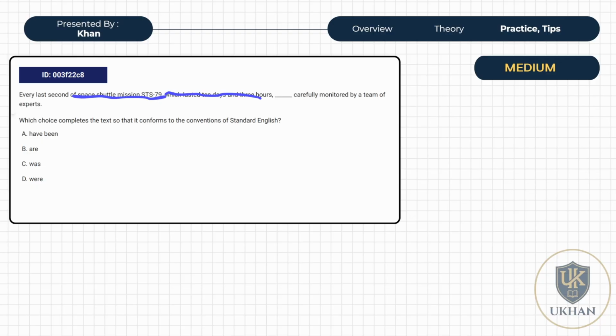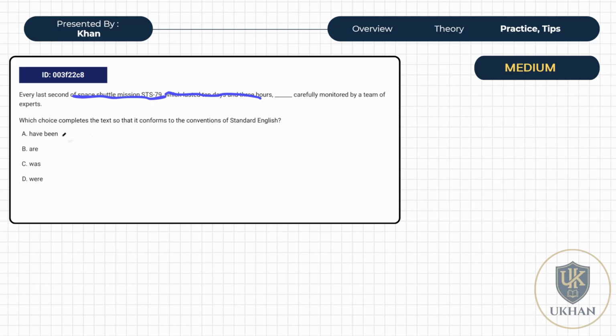Okay, so here's the key. The subject is every last second, and the key is that every makes it singular. Every student, every day, every second is always singular, and this is a past event. The mission already happened, so we need singular past tense. So we've identified what tense we're looking for. Step four is to eliminate.